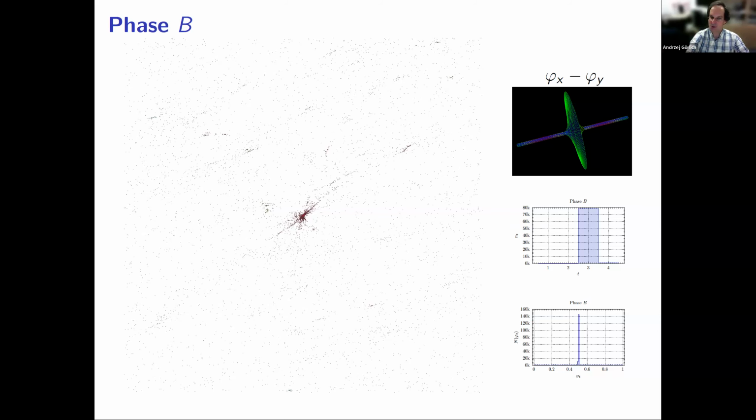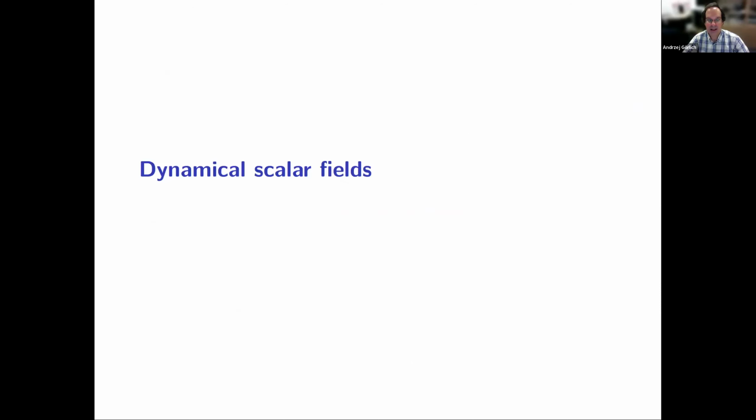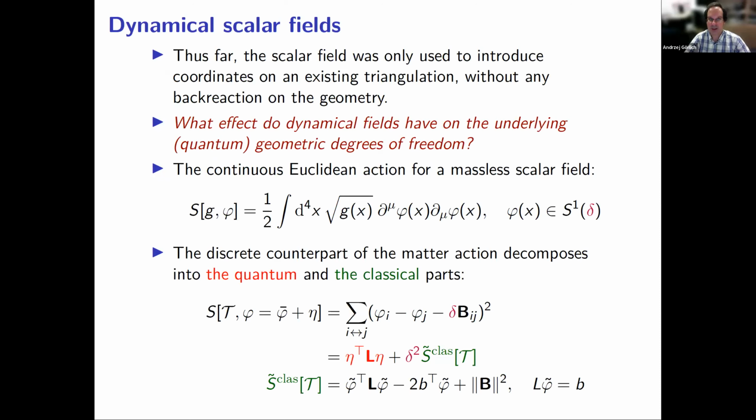So it is a good tool to maybe decide if a given configuration belongs to this or that phase. And it's nice that the pictures are very different for different phases. And now let me jump to the interesting part, where there is a back reaction of the scalar field on the quantum geometry. We can ask the question, what is the effect of those dynamic scalar fields on the underlying quantum geometric degrees of freedom?